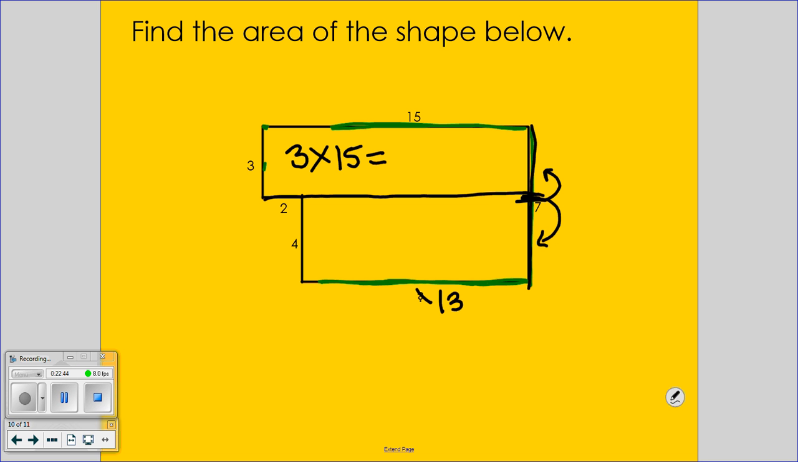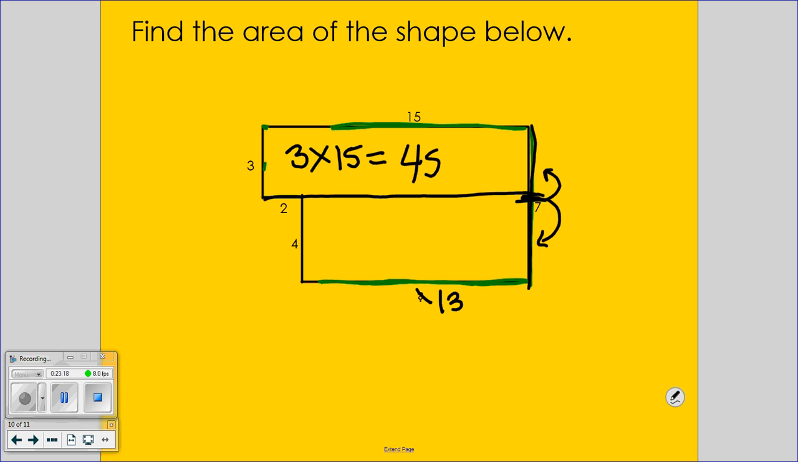Break apart that 15 into 10 and 5. 3 times 10 is 30. 3 times 5 is 15. Do it in your head. 30 plus 15. Lucy? 45.